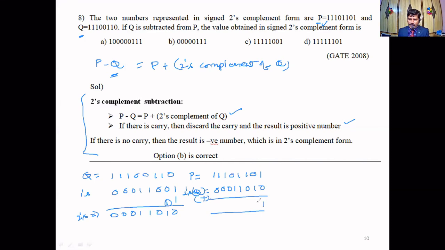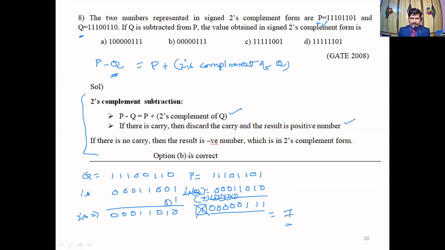So this is 1 1 1 1 plus 1, it is 0. This is 1 1 plus 1, 0. This is 1 1 plus 1 is 0. This is 1 1 plus 1. This is 0. This is 1 1 plus 1. This is 0, and a carry here. Discard this one, and the result is a positive number, that is 7.